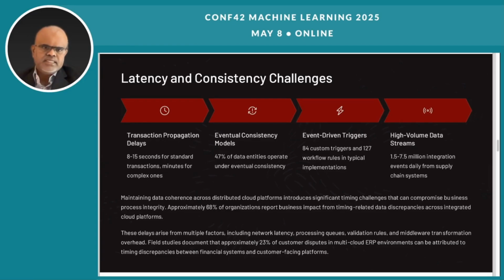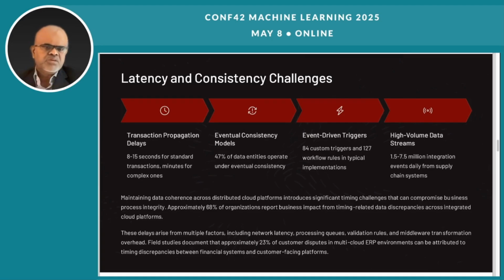Latency and consistency challenges. In a distributed multi-cloud ERP system, various data elements are shared across ERP systems. This brings significant timing challenges that can compromise business process integrity. Approximately 68% of organizations report business impact from timing-related data discrepancies across integrated cloud platforms. These delays can occur for various reasons. For example, there is network latency or large processing queues between one cloud ERP and another, or there are validation rules which prevent the data from going through to the target cloud ERP.